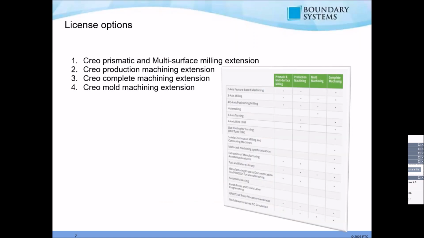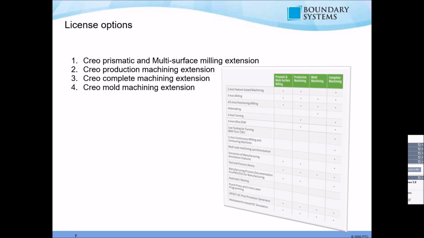So this is a slide that I showed last week as well when we did the webinar for beginners for Creo NC. So I just want to run through this quickly again. There are basically 4 types of licenses that you can buy with the Creo NC package. The entry level one is the prismatic and multi-surface milling extension, where you will basically get 2 and 3 axis machining, and then 4 and 5 axis, but only positioning. So you won't get the continuous toolpaths that you can create.